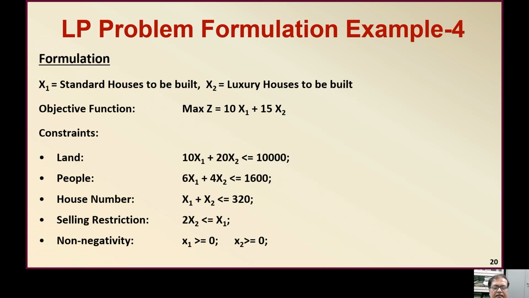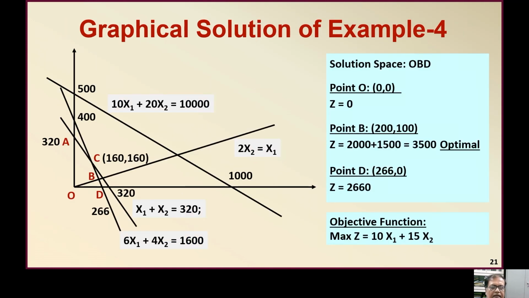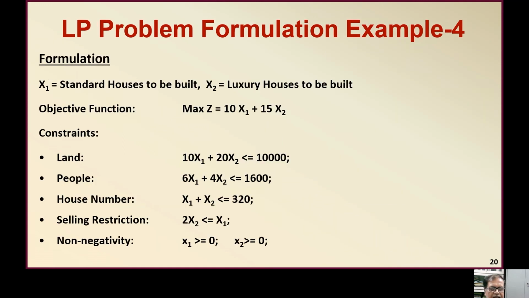Let us also graphically see whether we can solve this problem. So graphically all these lines are plotted. Look here, this is our x1 axis, this is our x2 axis, this is the line x1 plus x2 equal to 320, this is the line 6x1 plus 4x2 equal to 1600, this is the line 10x1 plus 20x2 equal to 10,000. You see all of them are less than or equal to type.